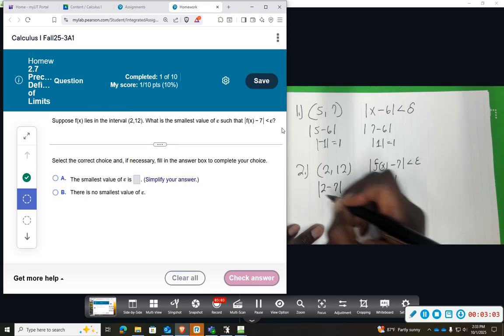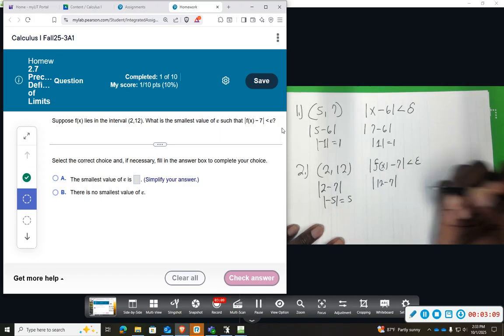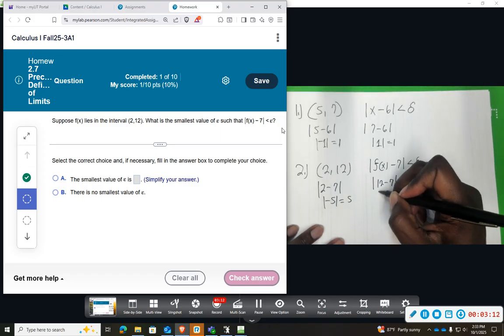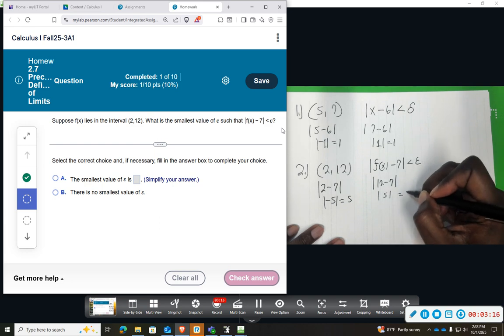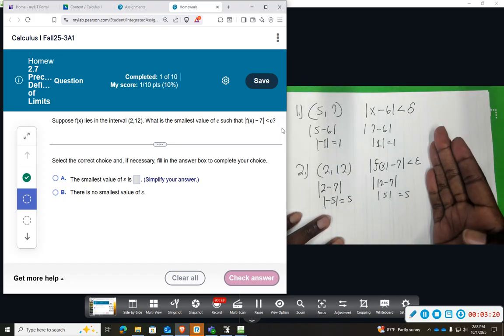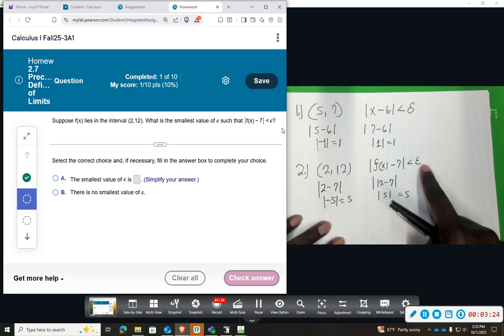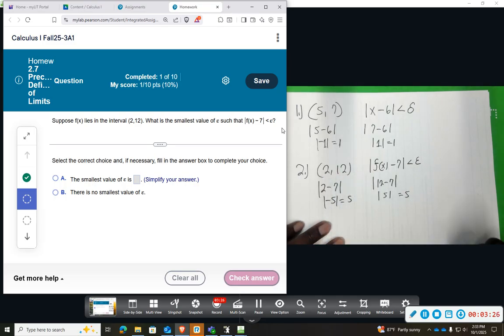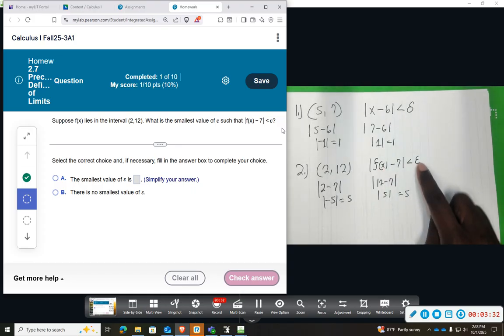So using the two extremes, 2 minus 7 will give us a negative 5. Absolute value of negative 5 gives us a positive 5. And if we do 12 minus 7, we get a positive 5. And that still gives us a positive 5. So if we go all the way to the extremes, the biggest we get is 5. And if we pick anything in between there, it's always guaranteed to be less than 5, which is what we're told. So in this case, this expression has to be less than 5. So epsilon will be 5.